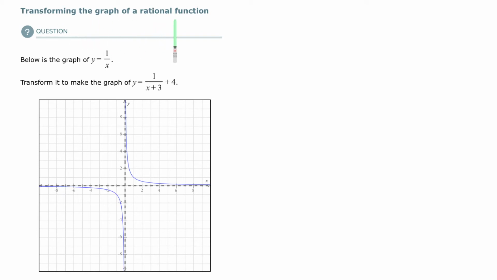Transforming the graph of a rational function. Below is the graph of y equals 1 over x. This is one of the basic graphs of a rational function. It is actually two hyperbolic branches. So there's a branch here, and then there's a branch here. Now, be careful. When you're drawing this on your own sheet of paper, make sure you draw the arrows at the end to match the domain and range. That's very, very important. You've got to read this very carefully. It has to match the domain and range.